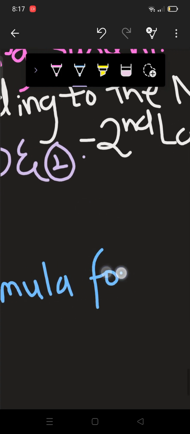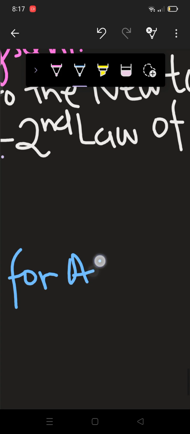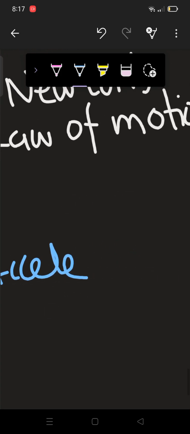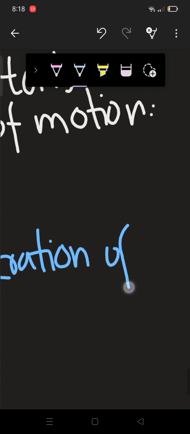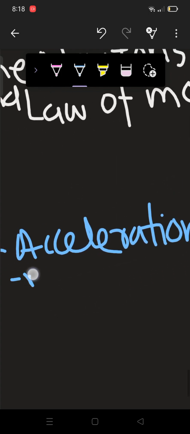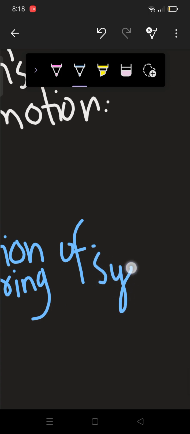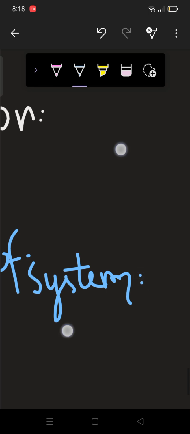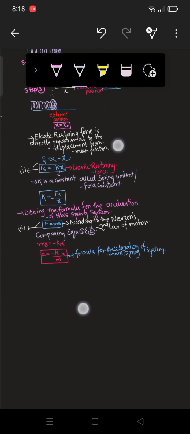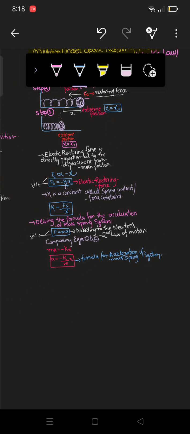Formula for finding the acceleration of mass spring system. a is equal to negative k upon m into x. This was all for today.